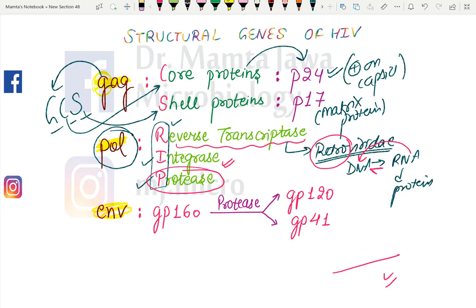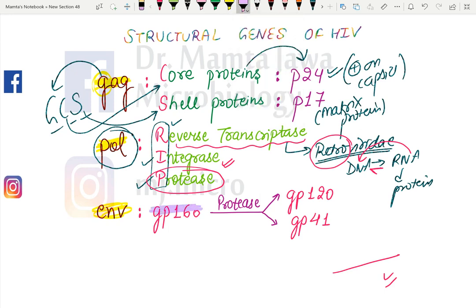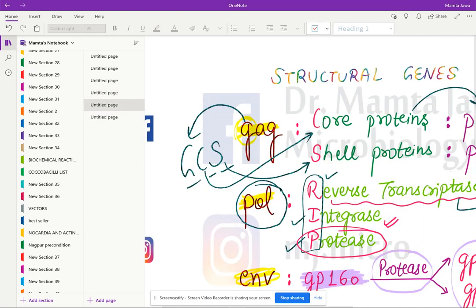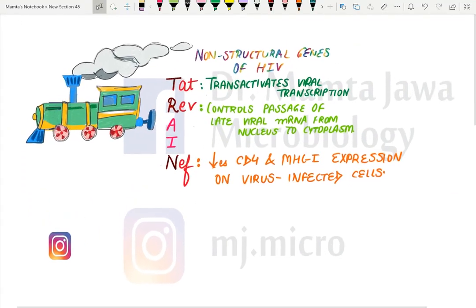Then the ENV gene encodes for the protein GP160, which in turn is cleaved by the protease enzyme into GP120 and GP41, whose functions I have already talked about. Now, coming to the non-structural genes, and these non-structural genes have got some role to play in the replication or infectivity of the virus.